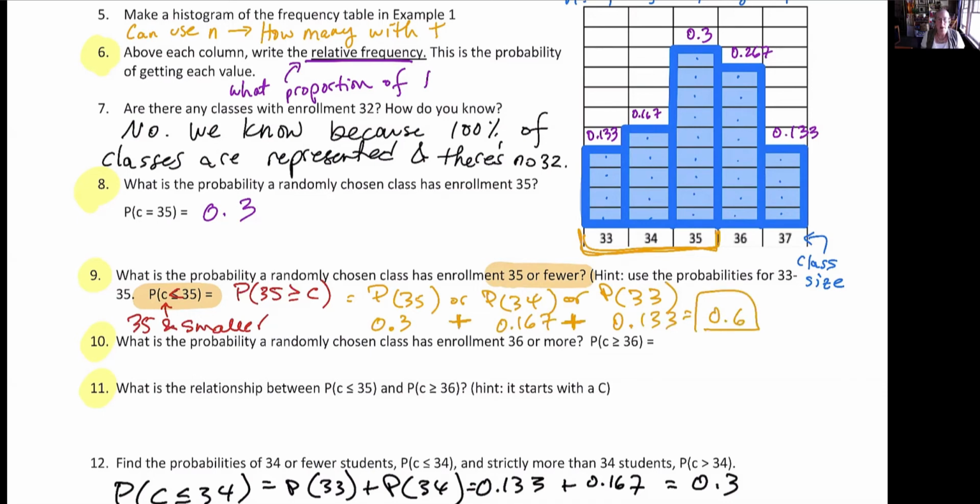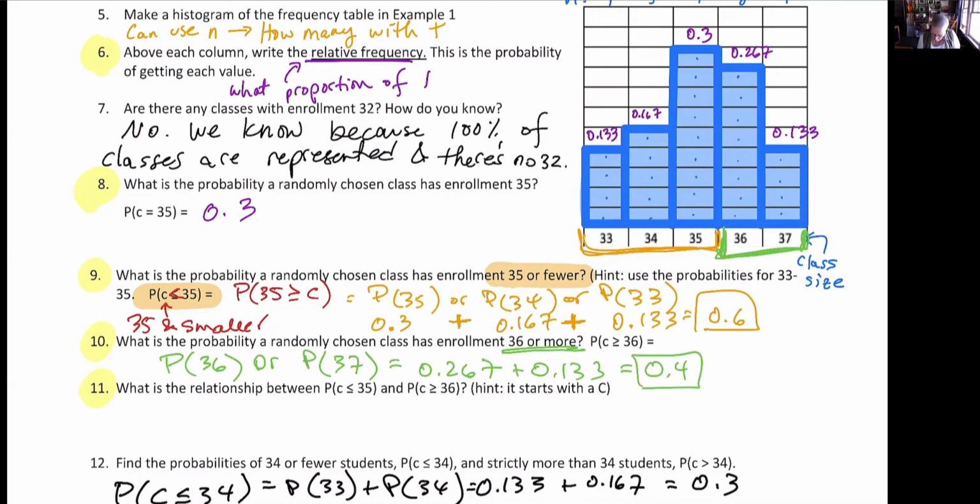So in number 10, what's the probability that a class has an enrollment of 36 or more? So 36 or more, again, this means either we're looking at 36 or 37. So this is the probability of a 36 or the probability of getting 37. So that is 0.267 plus 0.133, which is 0.4.